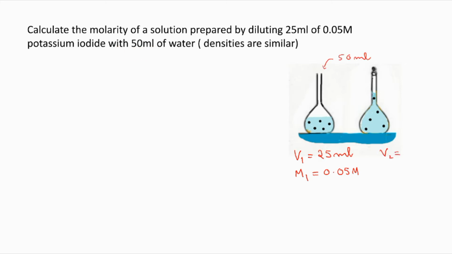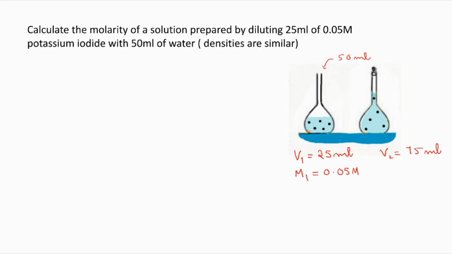Okay. What will be the value of V2? Some people will jump in and write the value as 50 ml. Wrong. Why? Because we already have 25 ml, and to that you are adding 50 ml. So what will be the total final volume? That will be 50 plus 25, which is equal to 75 ml.